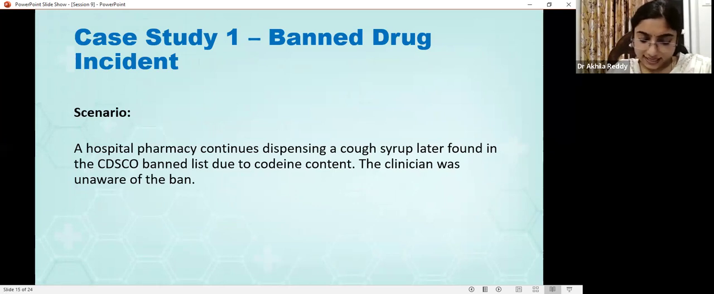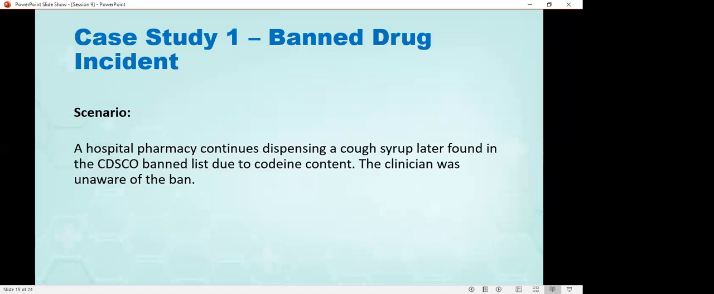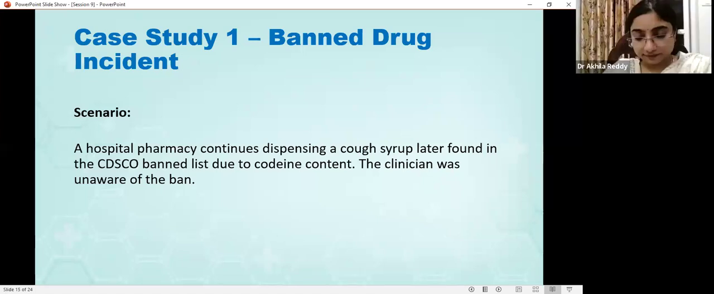So let's see a scenario: a hospital pharmacy continues dispensing a cough syrup later found in the CDSCO ban list due to codeine content. The clinician was unaware of the ban. Have you understood this scenario? Yes, ma'am. So what is the scenario here?